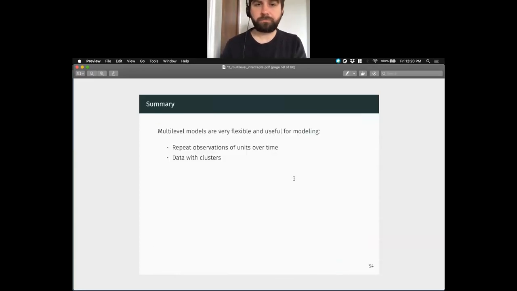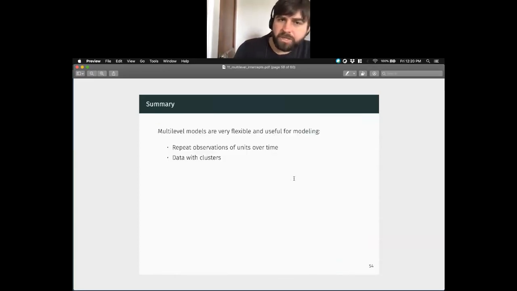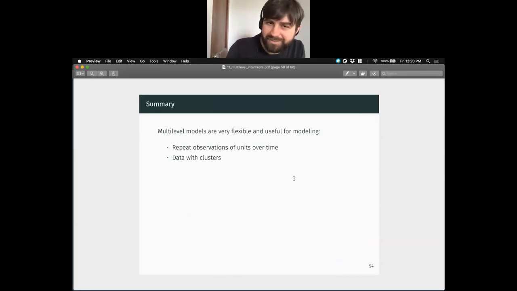Okay, so to conclude, multi-level models are super flexible and super useful for modeling. Again, they should be your default if you have any kind of clustering to your data, right? Unless you have strong motivation for another approach, you should always have to explain why you didn't use a multi-level model rather than why you will use a multi-level model. They should be the default.